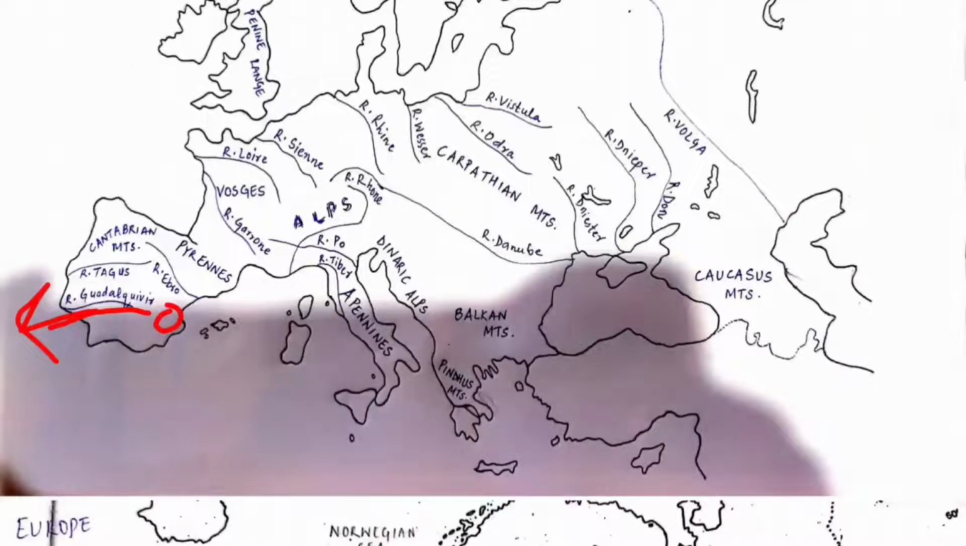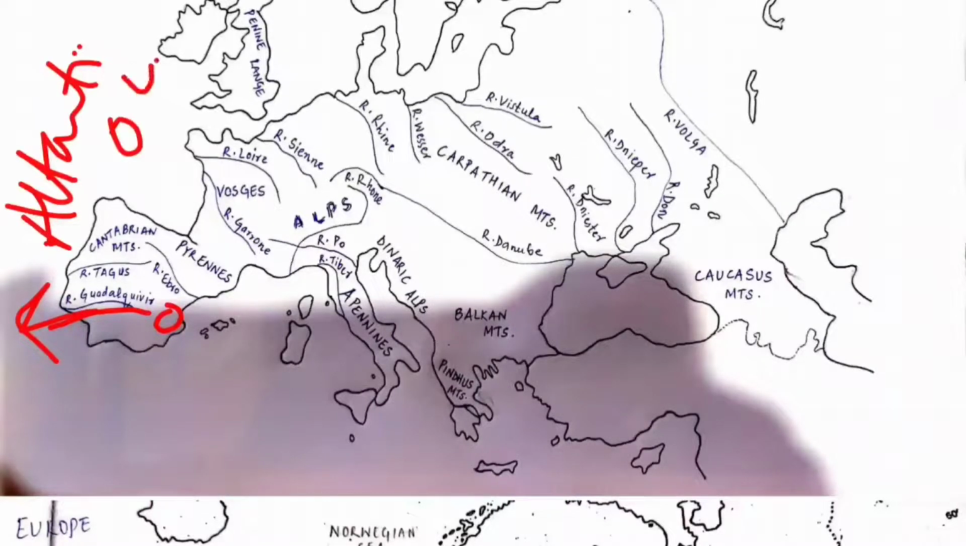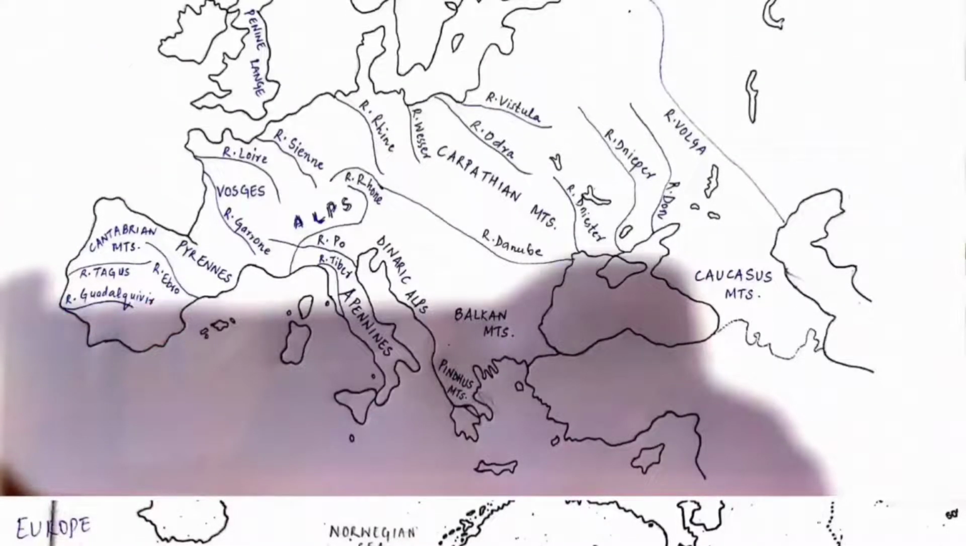We have the Atlantic Ocean to the west of Europe. So this Guadalquivir drains in the Atlantic Ocean, but it originates from Spain. We have another important river, that is the river Tagus, or Tejo, whatever you call it. So it flows through first Spain, and then it flows through Portugal, and then it drains in the Atlantic Ocean. And an important city is located on its banks. This is called Lisbon.